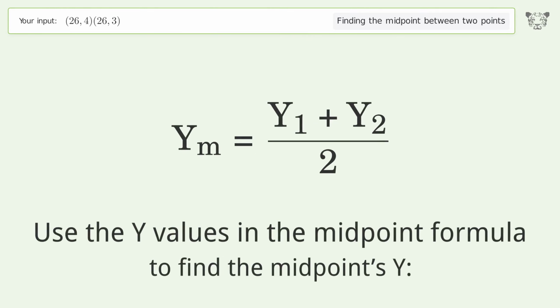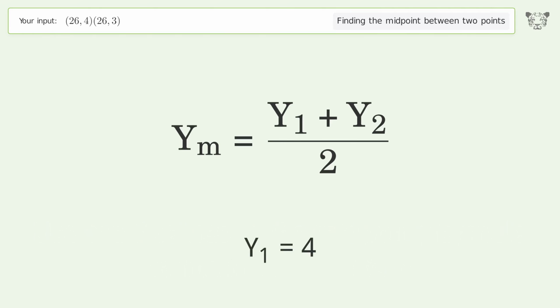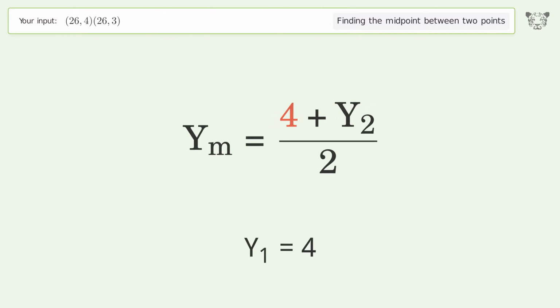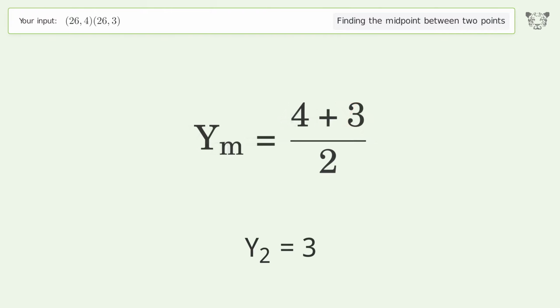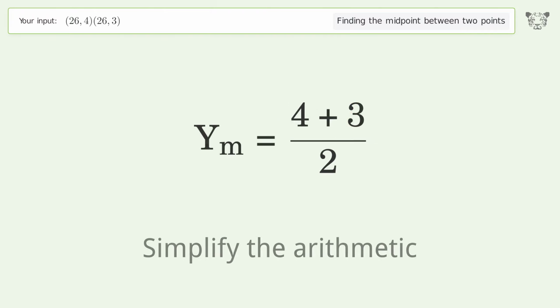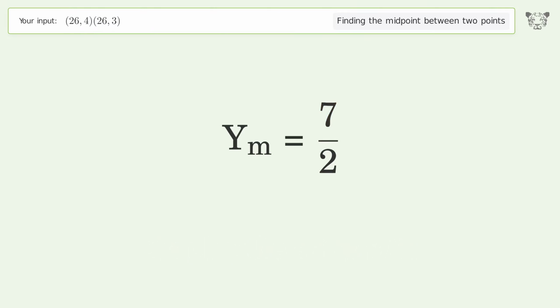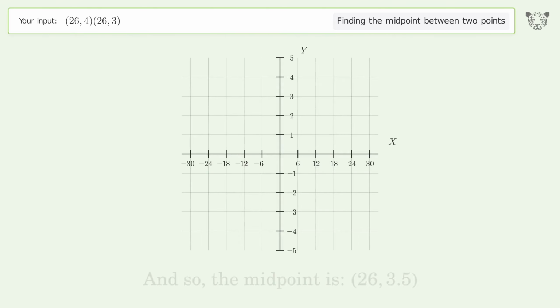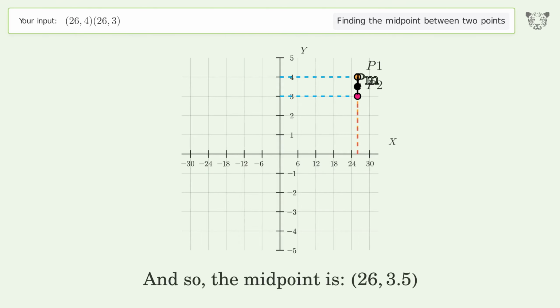Use the y values in the midpoint formula to find the midpoint's y. y1 equals 4. y2 equals 3. Simplify the arithmetic. And so, the midpoint is 26, 3.5.